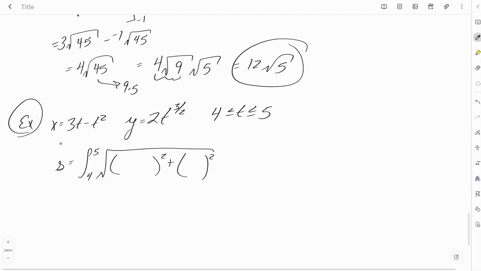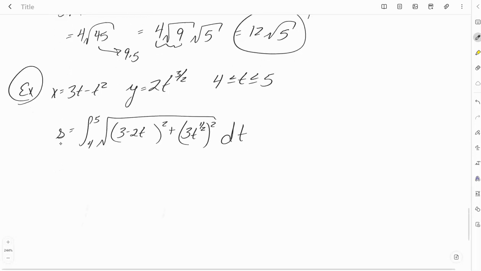So if I take the derivative of this, I'm going to get 3 minus 2t. If I take the derivative of this, I would bring that exponent down. 2 times 3 halves is 3. Subtract 1 from the exponent. We're going to integrate with respect to t.